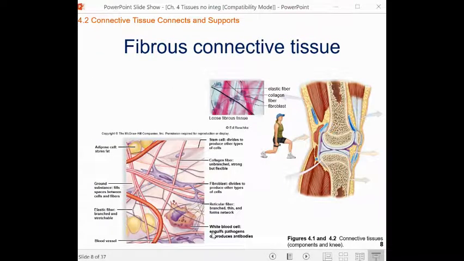Here are some examples of that. Again, if you look up in here, you can see these individual cells that are separated by these fibers that are making up the matrix. Here you can see a little bit better image of this. Now remember, in this fibrous connective tissue, we're looking at things like the adipose tissue here and the ligament here.